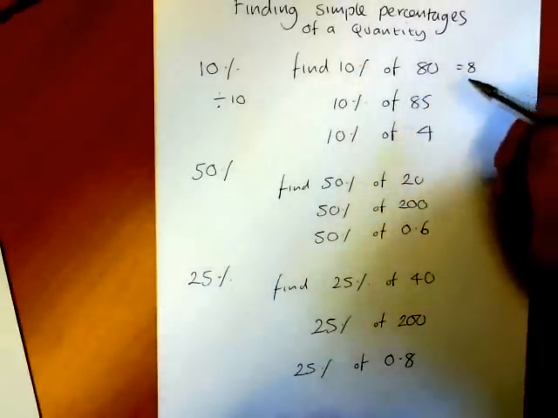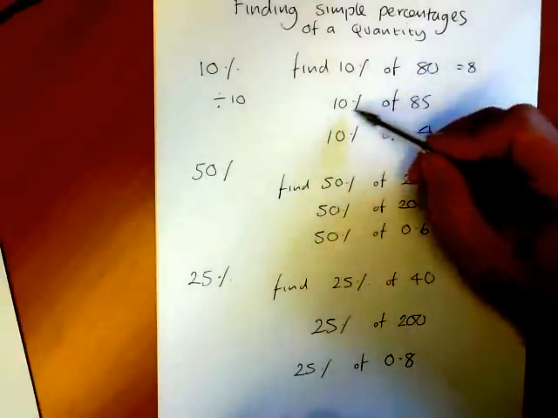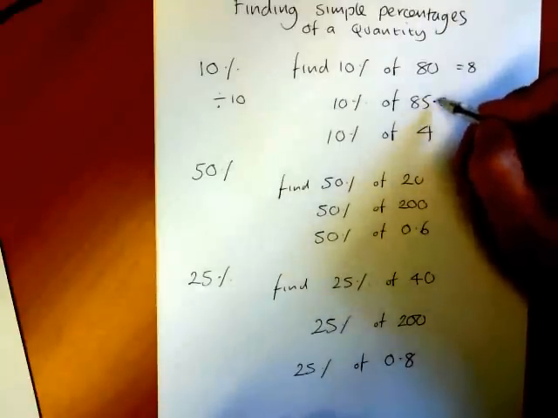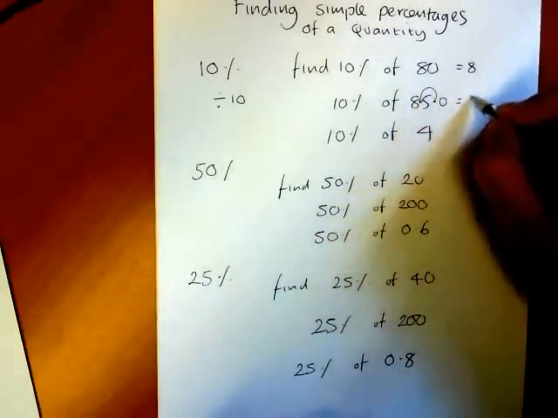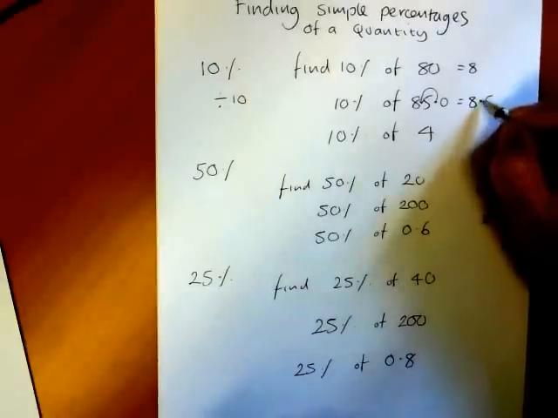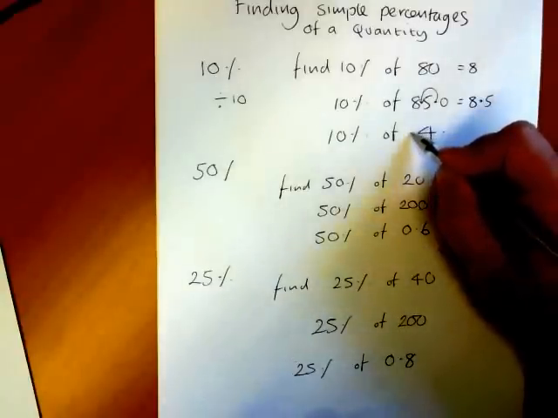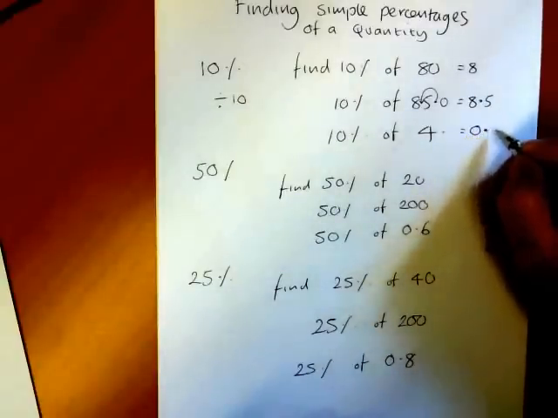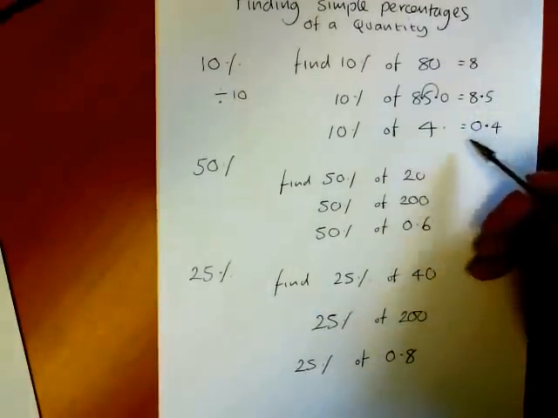Or another way of dividing by 10 is to move our decimal point one place to the left. So for 10% of 85, there's no naught to take off, but if we think of the point being there, we can put a naught there if we want. We don't have to, but we must move our point here. So 10% of 85 is 8.5. And 10% of 4, well, our point would be there, so we move it to the left-hand side of the 4, maybe put a naught in just to show there's nothing there, and we write it as 0.4. So there's some examples of finding 10%.